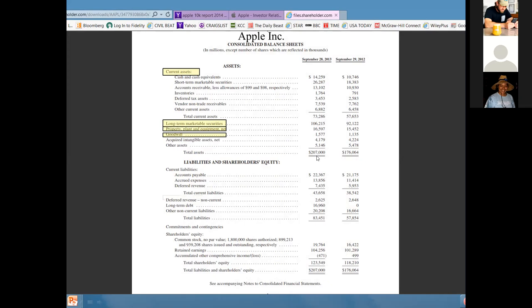And then it goes to current liabilities of accounts payable, accrued expenses, $43 million, deferred revenues, long-term debt, $16 million, et cetera, et cetera. And then total shareholders' equity is $123 million.